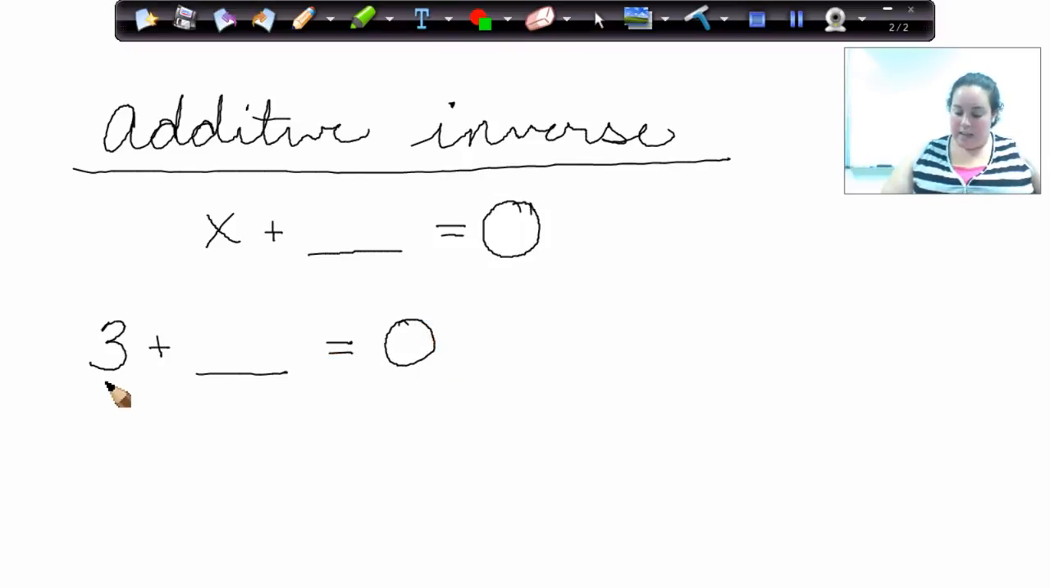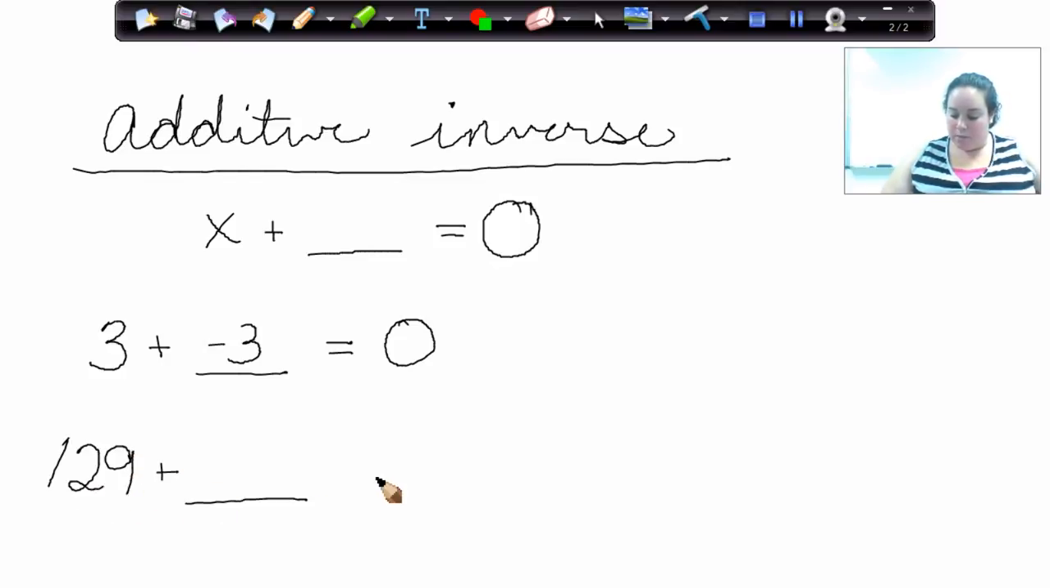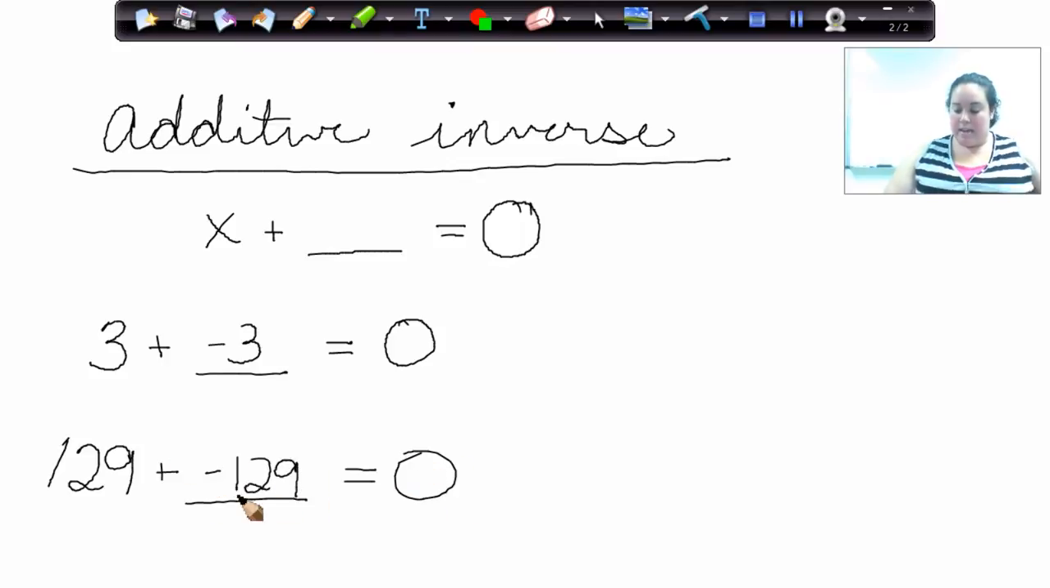Okay, and so 3 and its inverse. What's the inverse of 3? What number, when we add it to 3, will give us 0? Well, negative 3. 3 plus negative 3 would be 0. And if we have 129, what would we have to add to 129 to get 0? We'd have to add negative 129, right? The negative is the additive inverse.